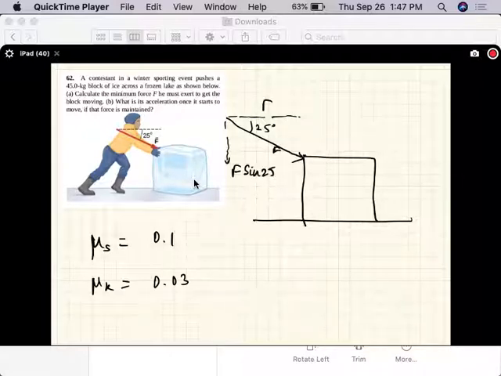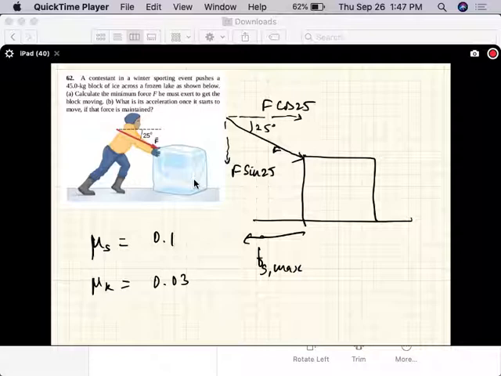Here is F. This is F cosine 25. Here's the maximum static friction force. Okay, so we are setting it up where he is applying a force F that's just enough to barely push it, so get it started. Okay, and you apply a force greater than that, and it should accelerate. And then the other forces are mg and the normal force on the object.